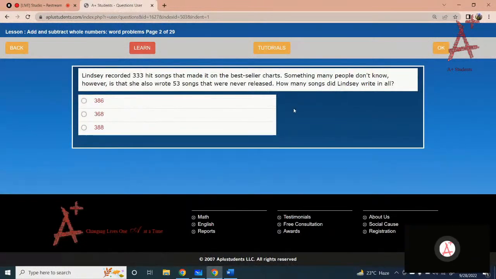Okay, good. The next one is: Lindsay recorded 333 hit songs that made it on the bestseller charts. Something many people don't know, however, is that she also wrote 53 songs that were never released. How many songs did Lindsay write in all? So 333 were the hit songs, and she has 53 more that haven't been released. So you have to find how many songs in all. That means you have to add. Very good.